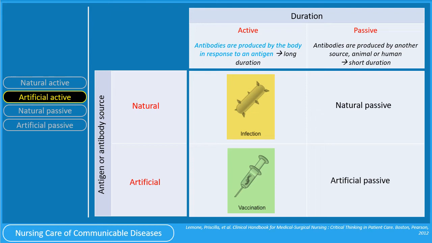To simplify, is vaccination natural or artificial? It is not a naturally occurring event. Will it produce long or short duration immunity? It will produce a long duration immunity because what is being introduced is an antigen. Therefore, vaccination will produce artificial active immunity.